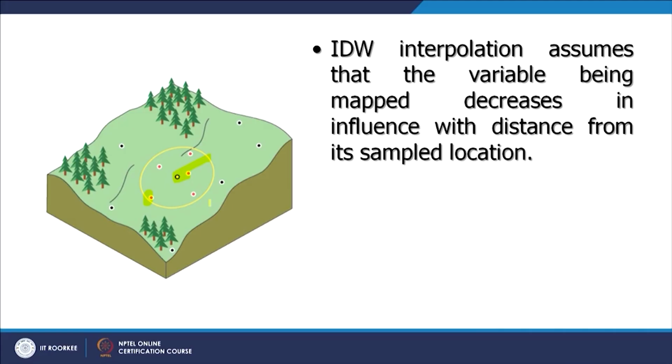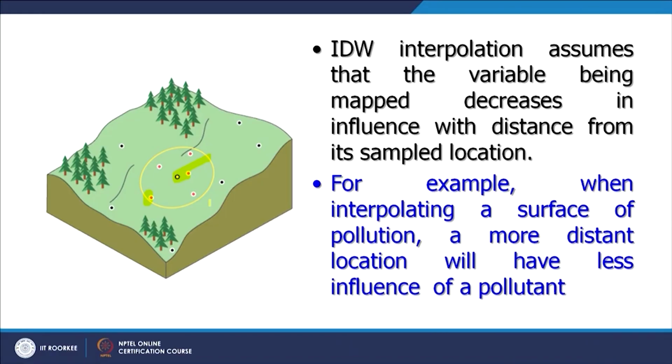So the IDW interpolator assumes that the variable being mapped, like here in this figure, decreases in influence with distance from its sample location. That is why it is called inverse distance weighting. For example, when interpolating a surface of pollution, we know that a more distant location will have less influence of a pollutant. If a chimney is emitting certain pollutants, then the farther you go from it, the lower the concentration of that pollutant will be.